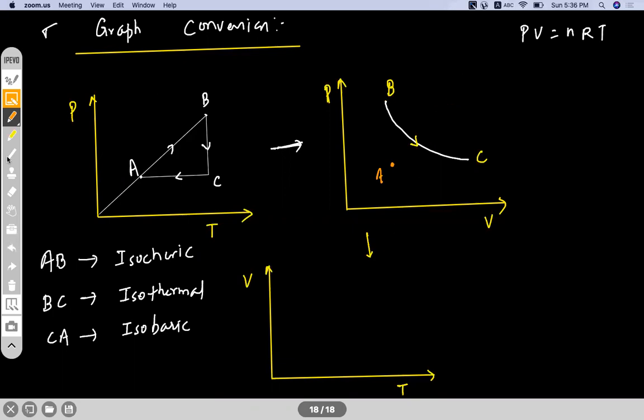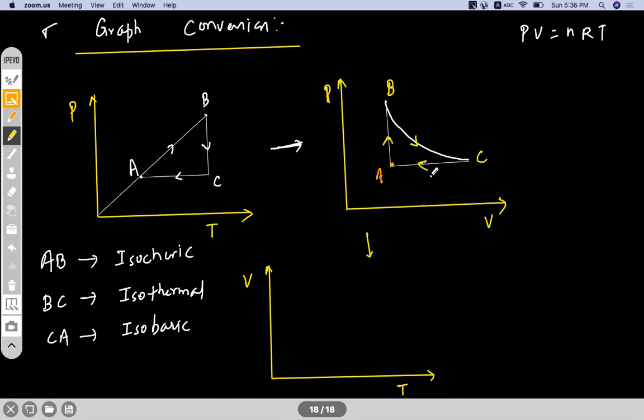Correct? Now this is A. So the line should go like this. It will come down, and then like this it goes. Okay? So the process direction is A to B, then B to C, and then C to A. A to B, we have constant volume, pressure is increasing. B to C, we have constant temperature, pressure is decreasing, volume is increasing. C to A, we have constant pressure, temperature is decreasing, which means volume is also decreasing. Hence, this graph is the correct conversion we have this side.